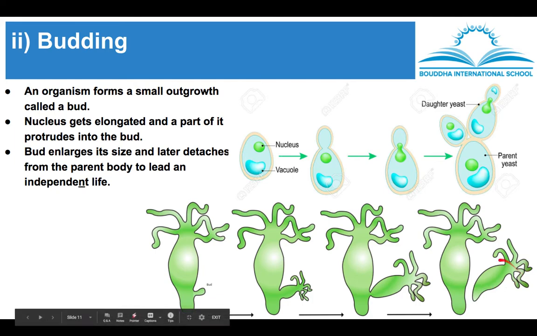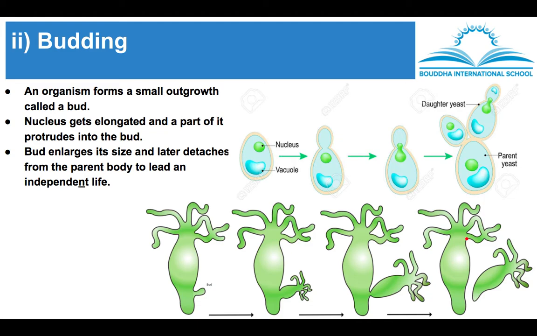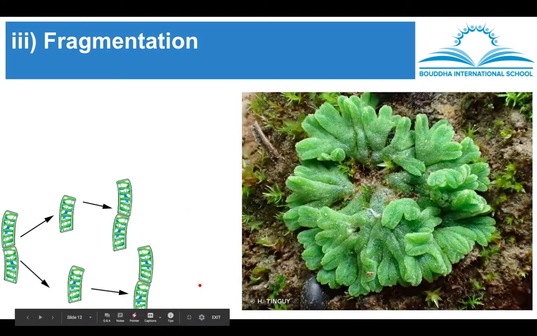So here you can see reproduction has taken place without fusion of male and female gametes. That is why we can say budding is an example of asexual reproduction, and it is common in Hydra, this is an animal, and yeast, it is a plant. So it can occur in yeast as well as Hydra.